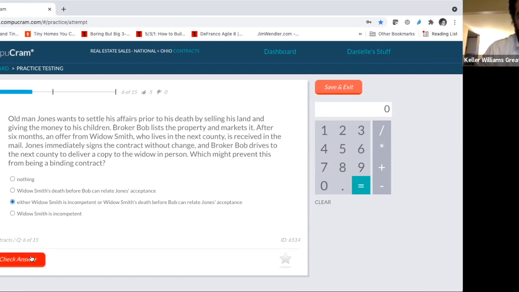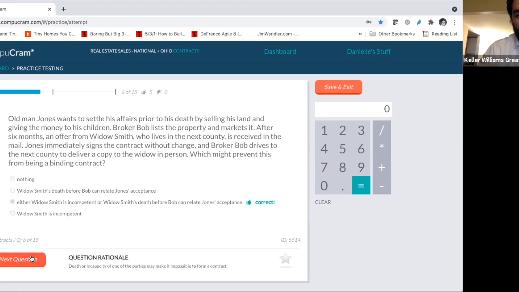So C is going to be the right answer. The two things that can nullify a contract like this, or make it impossible to form a contract, are death or incapacity, right? So her death, regardless of when he gets there, if he relates it and she dies, she can't be held to a contract to purchase when she's dead. And if she's incompetent, if she doesn't have the mental capacity to perform a meeting of the minds and enter into a contract, you don't have a contract, right?